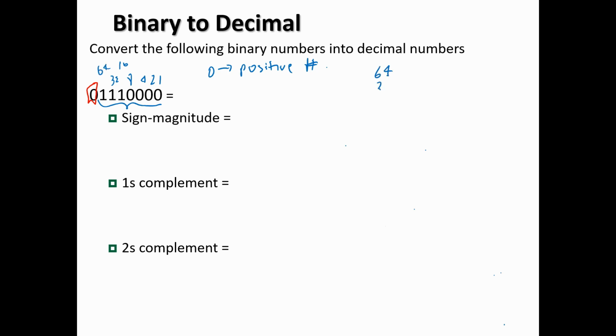1, 2, 4, 8, 16, 32, 64. So 64, 32, and 16. So that's 112. So this is a positive 112.